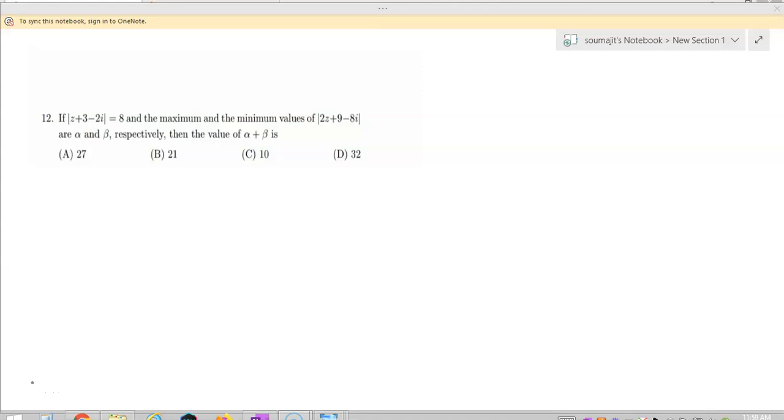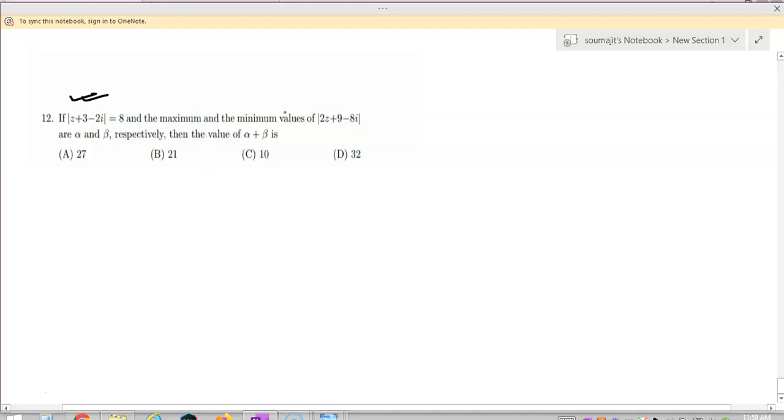Now let us solve question number 12, which says that if |z + 3 - 2i| = 8, the maximum and minimum value of |2z + 9 - 8i| are alpha and beta respectively, then we have to find the value of alpha plus beta. So alpha is the maximum value of this where z satisfies this condition, and beta is the minimum value of this where z satisfies the same condition. We have to find the value of alpha plus beta.